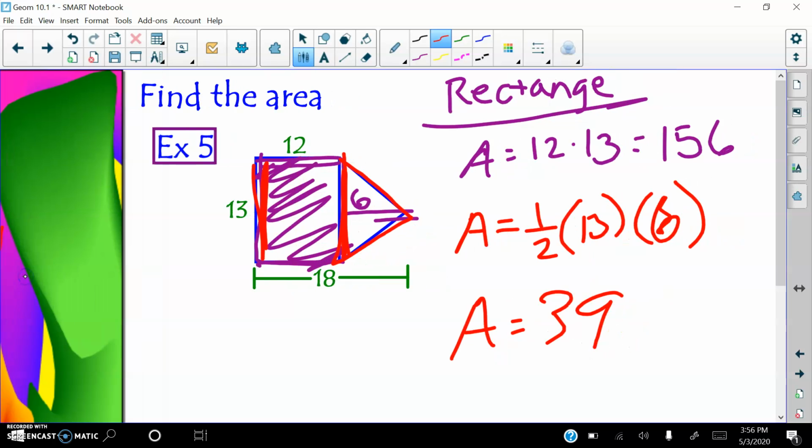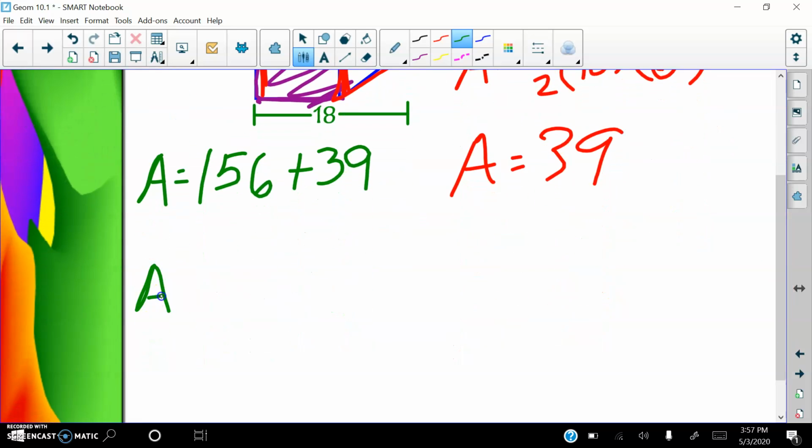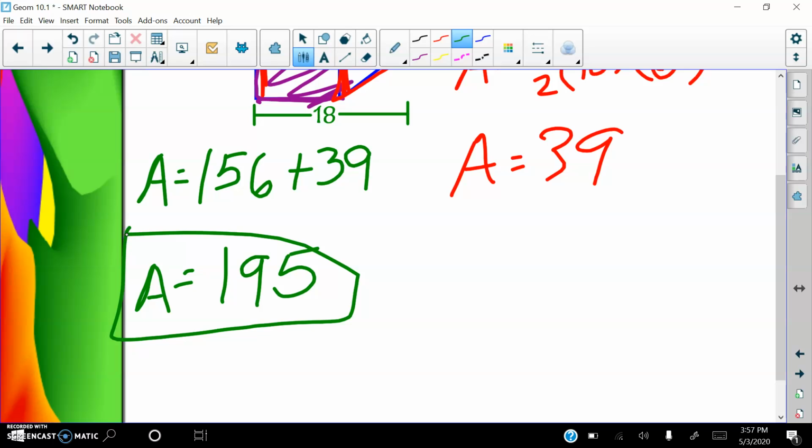So then if I want the entire area, man, my computer is not working with me today. If I want the entire area, I can just add these two up. 156 plus 39. If I add that up, I get 195 units squared.